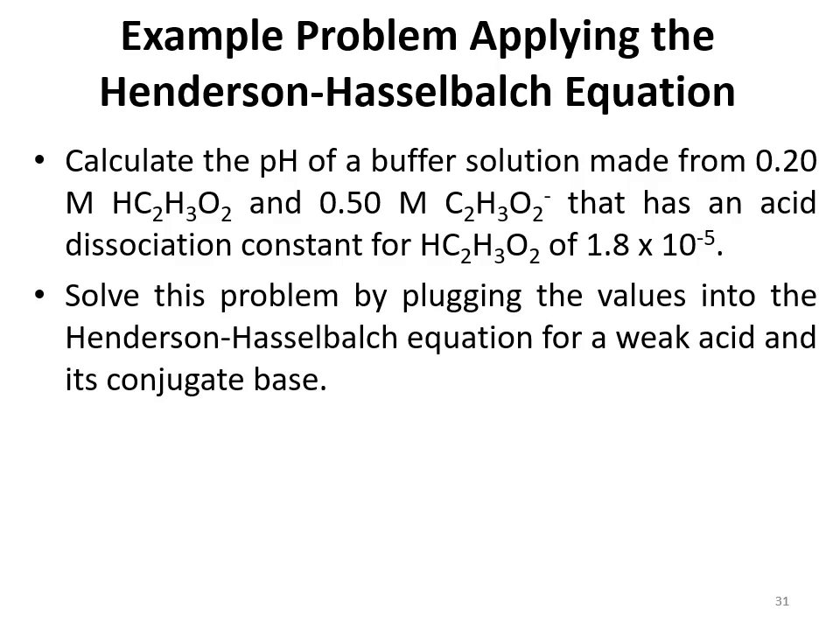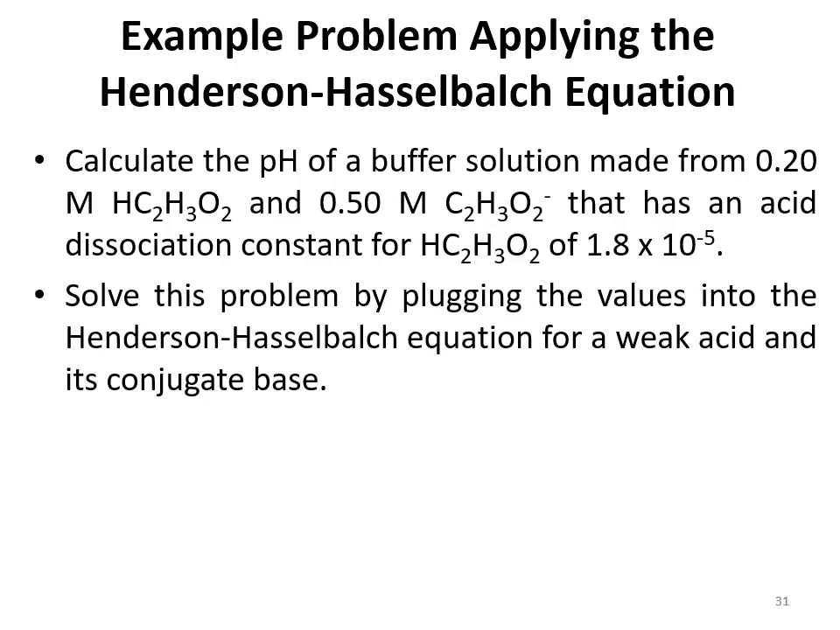Example problem applying the Henderson-Hasselbalch equation. It is very simple. Calculate the pH of a buffer solution made from 0.20 molar HC2H3O2, which is the formula of acetic acid, and 0.50 molar C2H3O2 negative ions, where the acid dissociation constant for acetic acid is 1.8 multiplied by 10 raised to the power of minus 5.